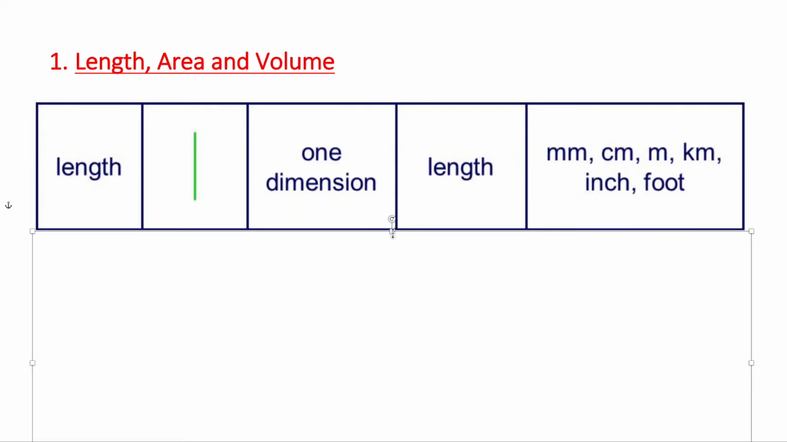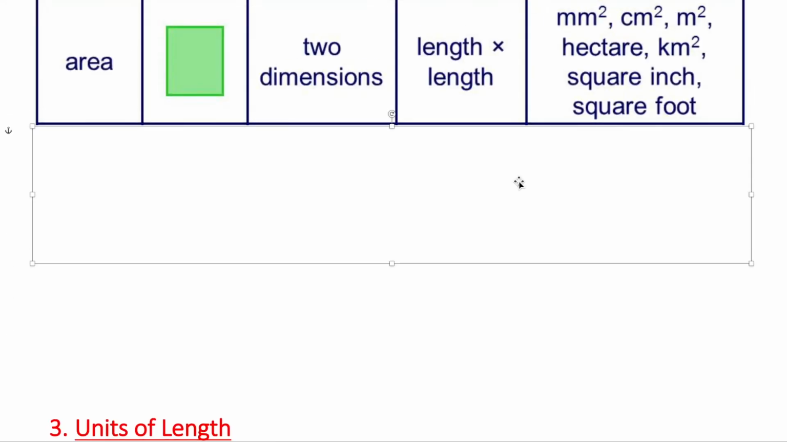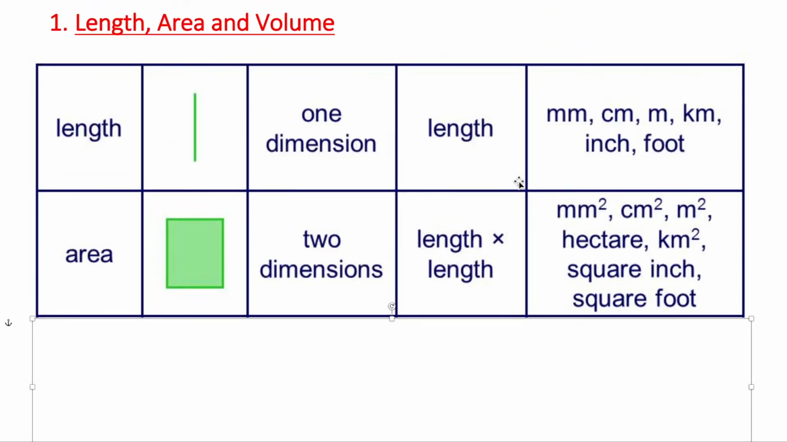Let's look at what area is. So when we're talking about area, we're talking about two dimensions now. And so like in the diagram that we have here, now we have two dimensions, 1 and 2, and we are focusing on what is in between those two dimensions. And when we're calculating the area, we have to do length times length. And therefore, the units for area are millimeters square, centimeters square, meters square, hectare.